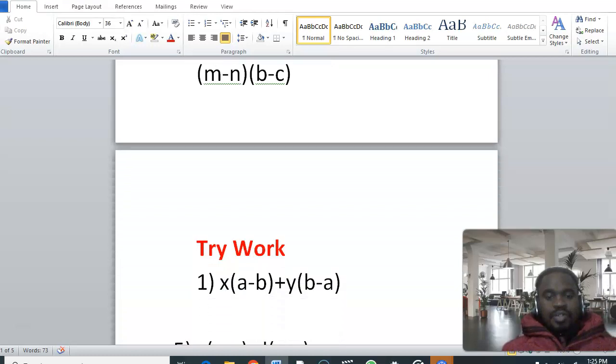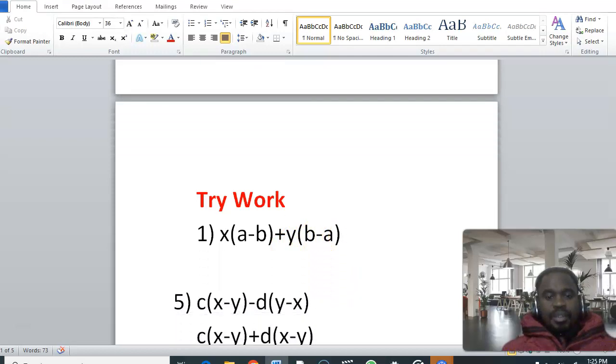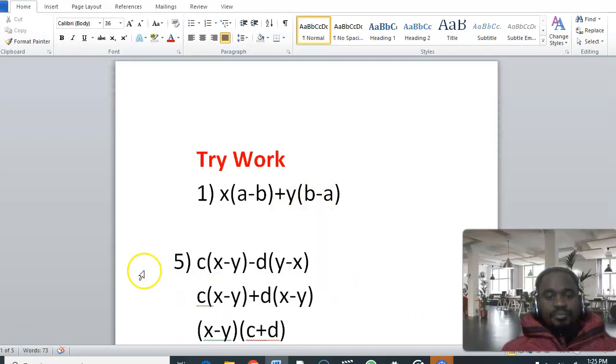So you can try this work: x into bracket a minus b plus y into brackets b minus a. Let's look at the next example.